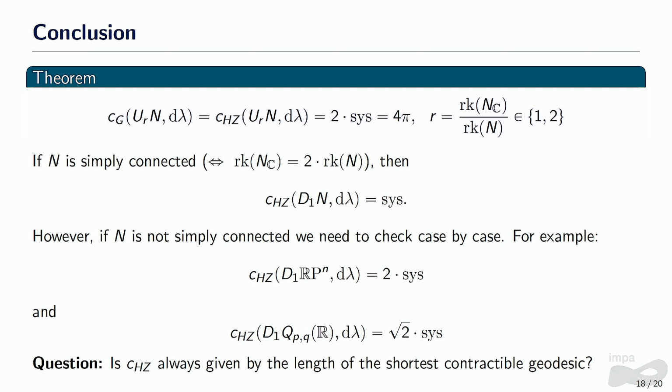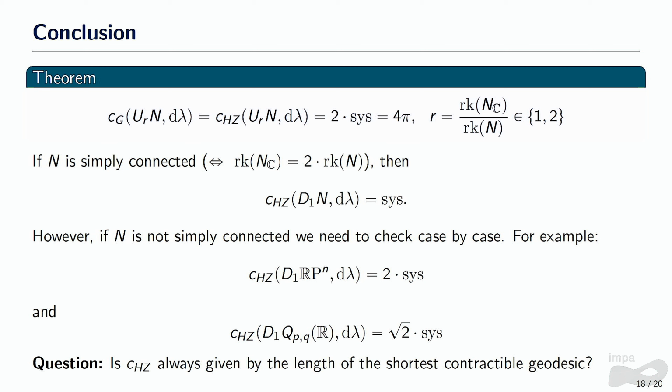So the conclusion, and this is the last slide, is that okay, if n is simply connected, we can say that the Hofer-Zehnder capacity is actually the systole. But if n is not simply connected, we get different things in different cases. For RPn, we get twice the systole. For the real quadric, we get square root of 2 times the systole, which is the length of the shortest contractible geodesic.